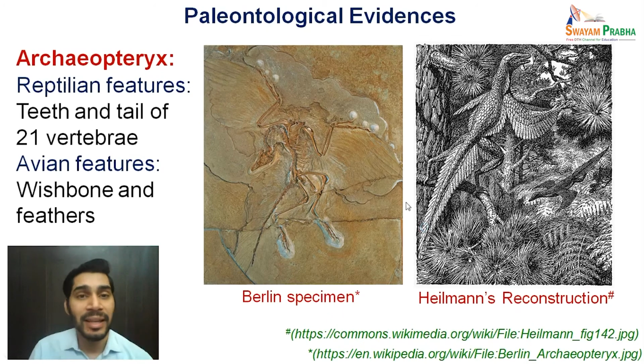Let us discuss Archaeopteryx in a bit more detail. This is the Berlin specimen of Archaeopteryx and this is the reconstructed view of Hillman of Archaeopteryx. This Archaeopteryx showed reptilian features in terms of teeth and the tail vertebrae, whereas it also showed avian features including the wishbone and the feathers. So this fossil is supposedly a missing link which used to have a connection between the birds and the reptiles.